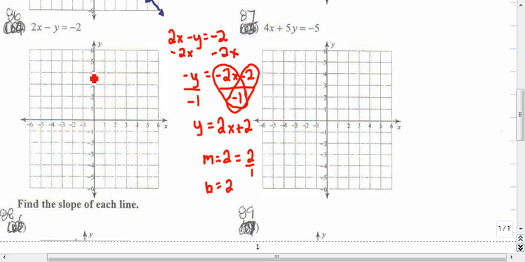So I'm going to plot a point at 2, and then I'm going to go up 2 because it's positive, right 1 because it's positive, up 2, right 1. I can follow the pattern backwards. Once again, use your straight edge on your paper to connect the points so that you create a smooth line.